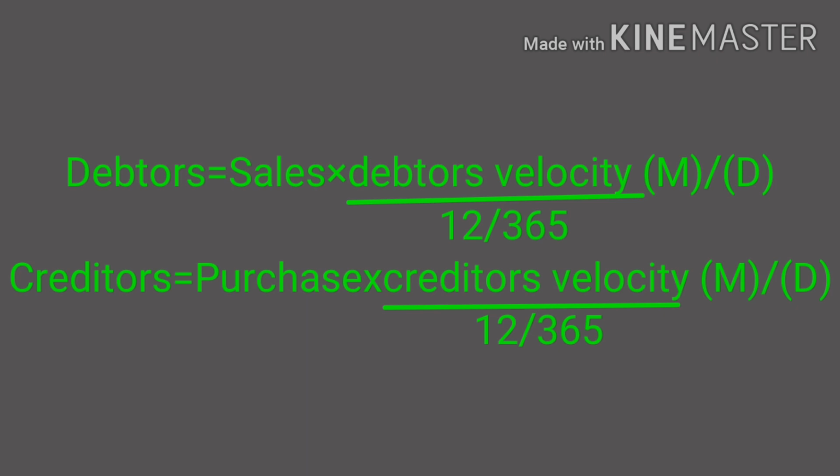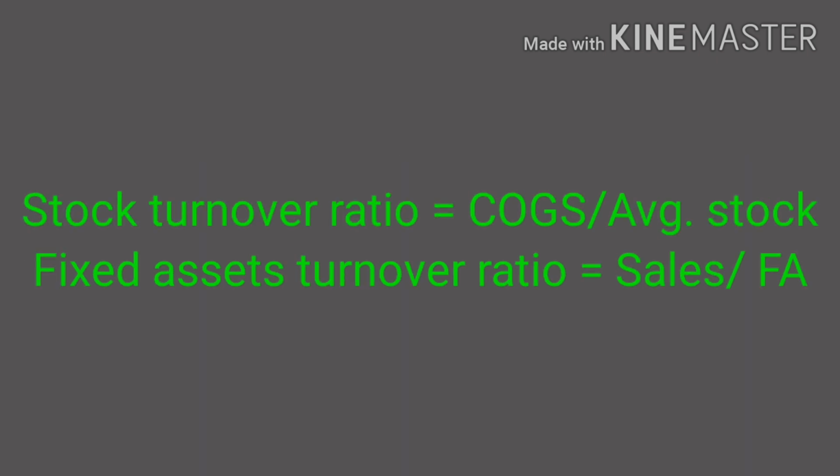Same logic applies for creditors. Creditors is equal to purchase into creditors velocity. Lastly, two turnover ratios we dealt with in this problem. Stock turnover ratio is equal to cost of goods sold divided by average stock. All other turnover ratios except stock, we are dividing the turnover by that ratio.